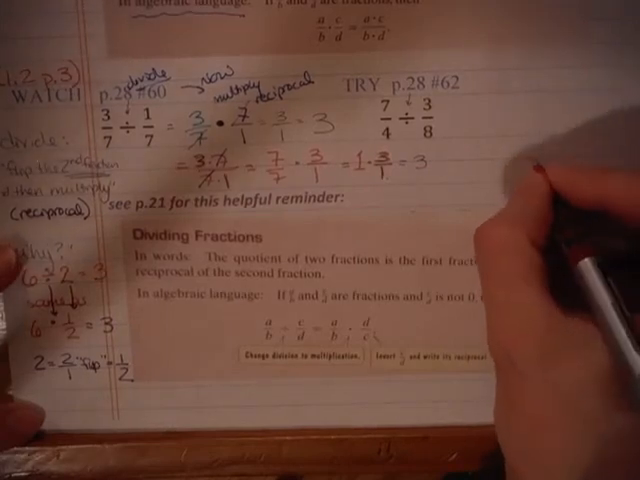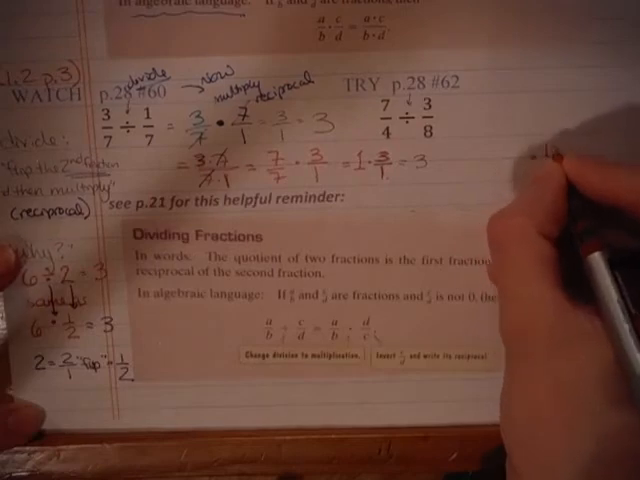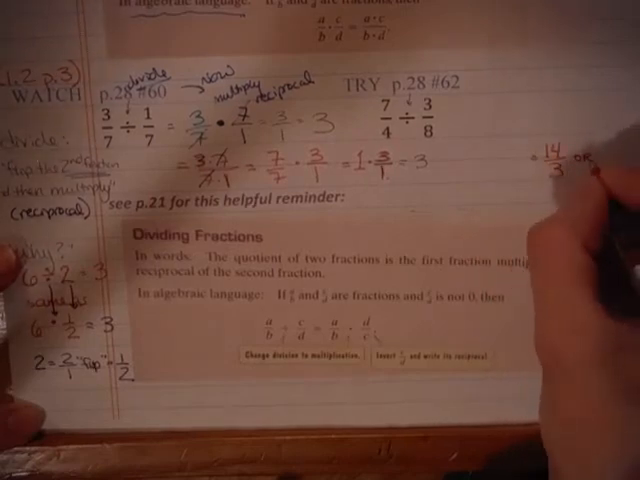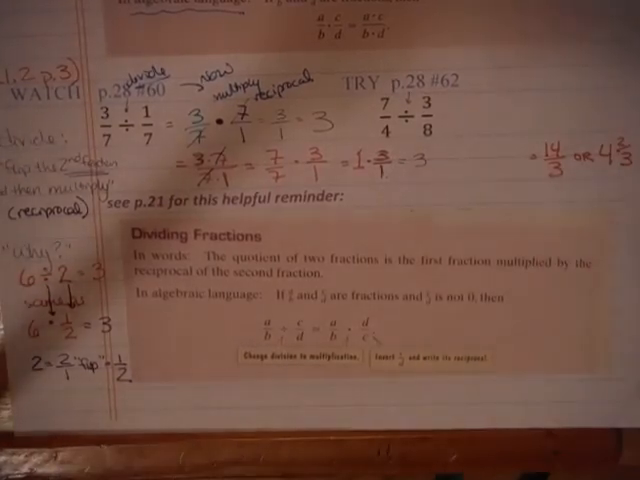the answer. When you divide 7/4 divided by 3/8, you should end up with 14/3, that's the improper fraction version, or you could write it as a mixed number, 4 and 2/3.